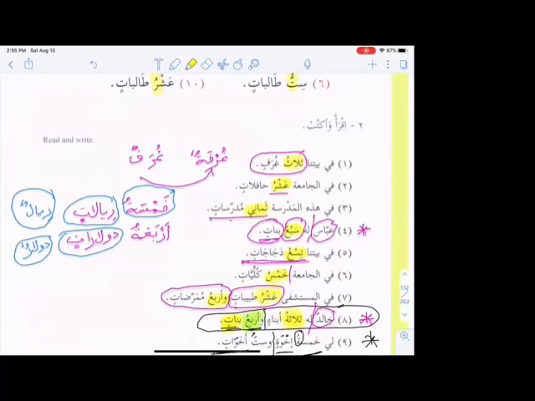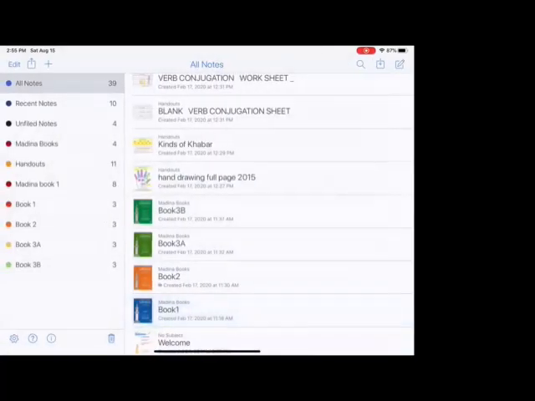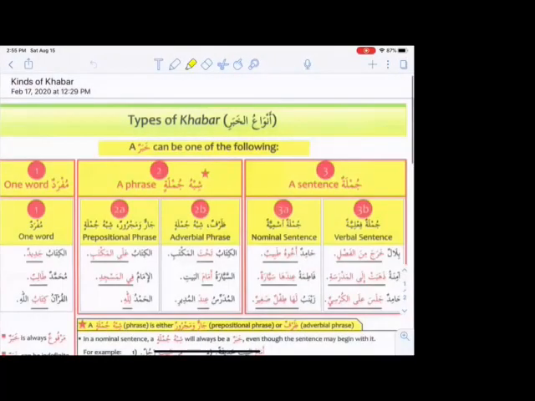Simple. Mubtada, khabar. Khabar can be of 5 kinds. So you have the handout of the 5 kinds of khabar, and that is very important. Types of khabar. I hope everybody has it.